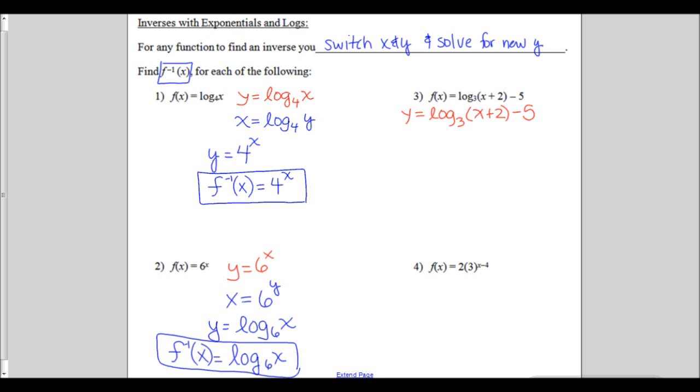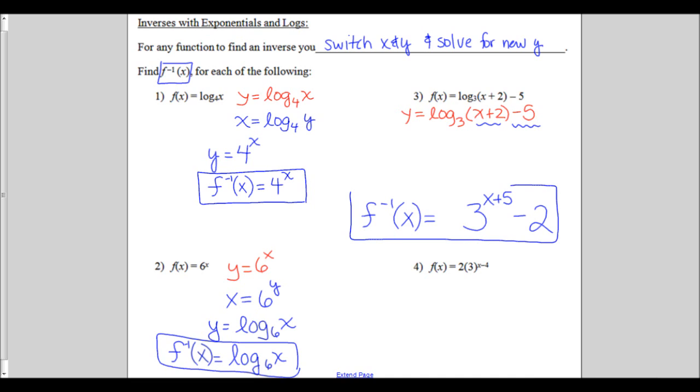If I wanted to write this in y equals form, I'd have y equals the log base 3 of x plus 2 minus 5. I should realize right now that in my inverse function, the base is going to be a 3. So the inverse of a log base 3 function is a 3 to the x function. The opposite of add 2 on the inside is subtract 2 on the outside. The opposite of subtract 5 on the outside is add 5 on the inside. So this is my inverse function.